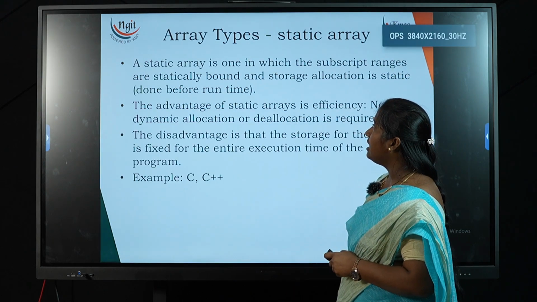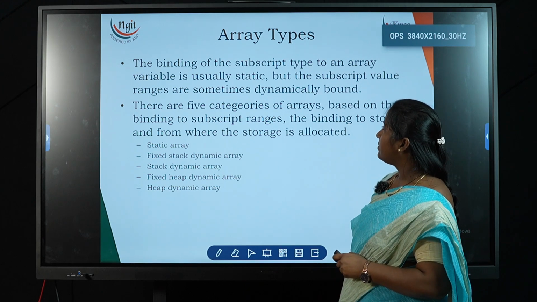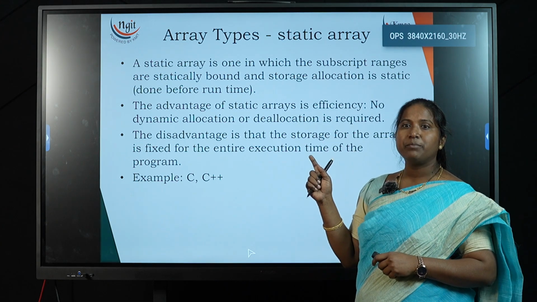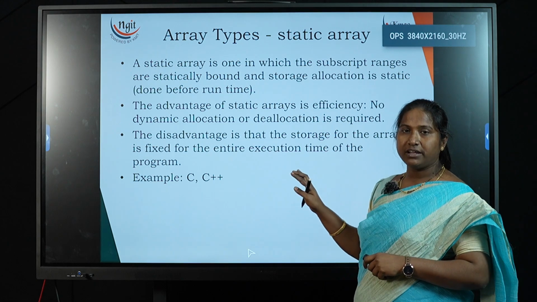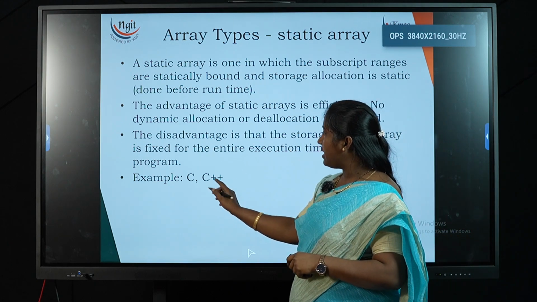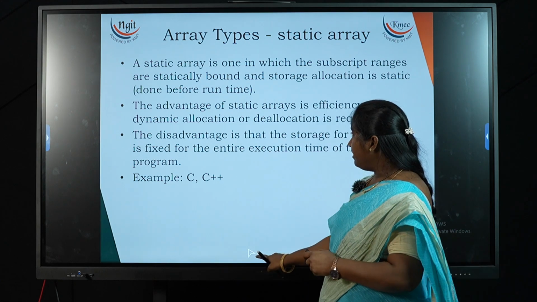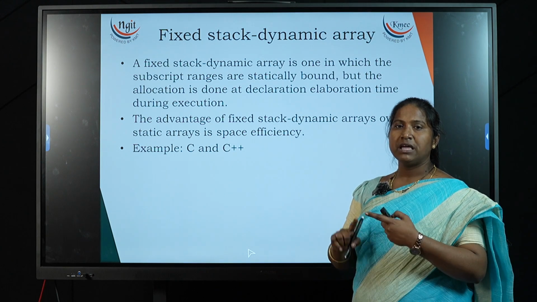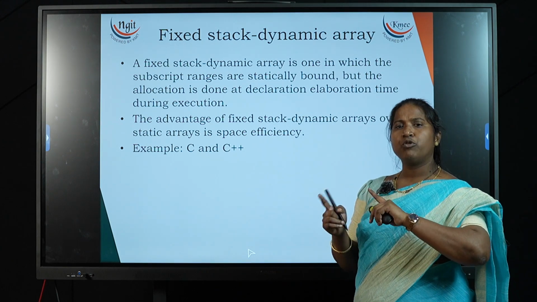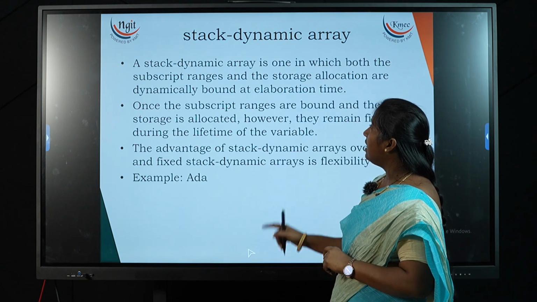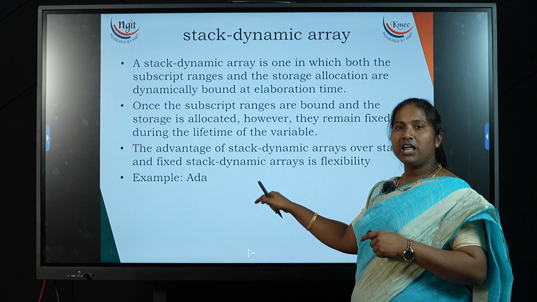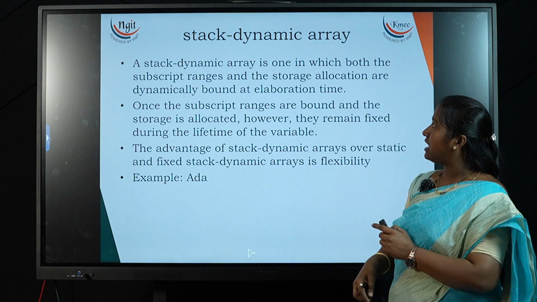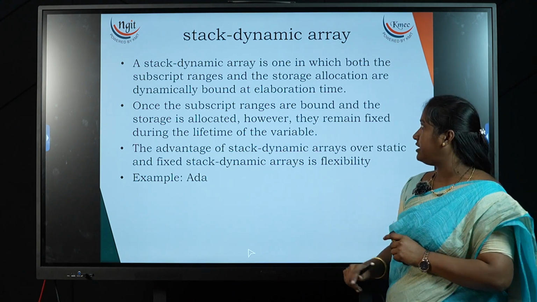Let us come to static array. What is a static array? A static array is one in which the subscript ranges are statically bounded and storage allocation is static, which is done before runtime, and it is supported in C and C++. Fixed stack dynamic is also supported in C and C++. Stack dynamic, fixed stack dynamic, both are supported in C based languages. And stack dynamic array is in the Ada programming language. So what is a stack dynamic array? It is one in which both the subscript ranges and the storage allocation are dynamically bound at elaboration time.